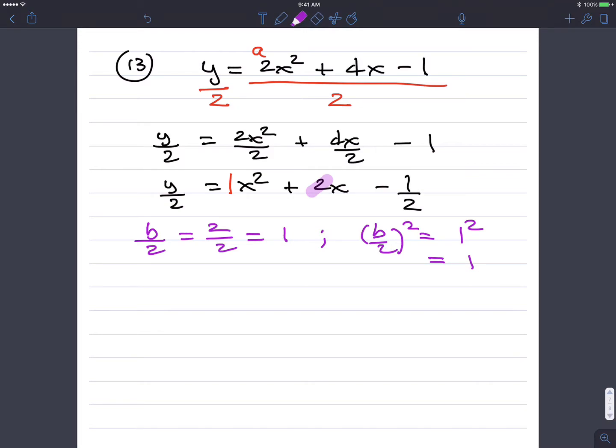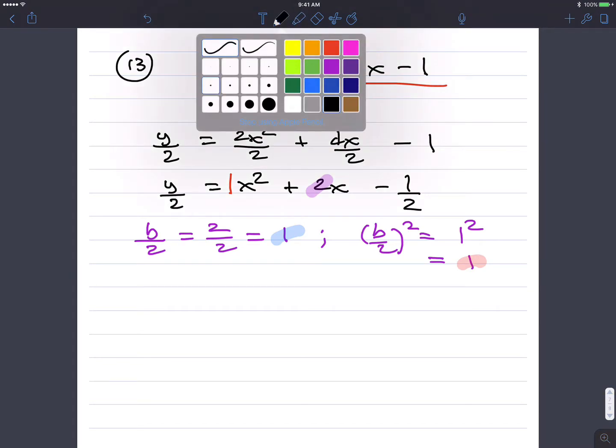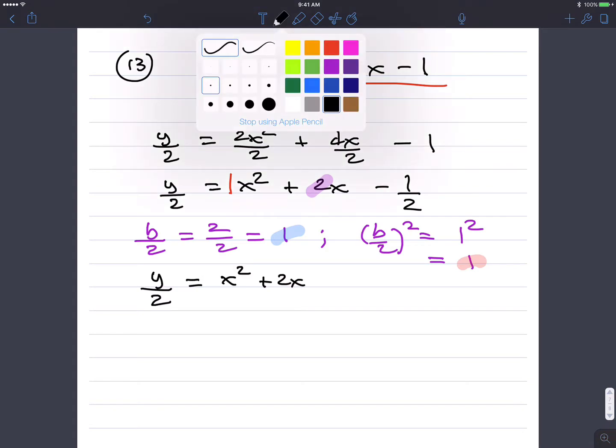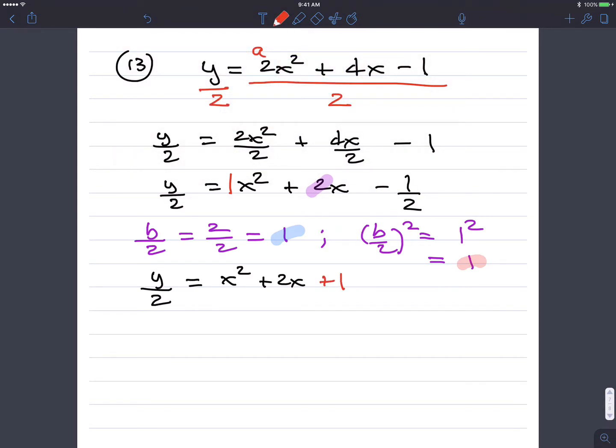Okay, let's go back. And we're going to use this positive 1. It's the same number, but we're going to use that value immediately. Here's how we do this. Don't forget we have y over 2 now. We divided both sides by 2. It's x squared plus 2x. We're going to use that red 1. We're going to add 1. We're going to subtract 1. And then don't forget we have that minus 1/2 here.